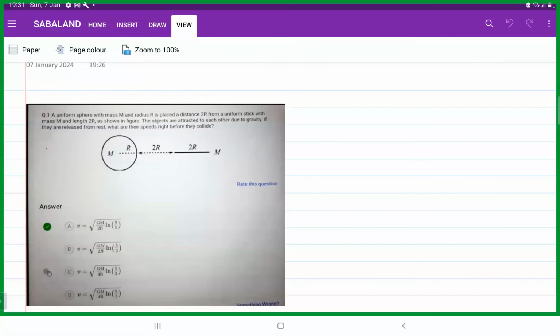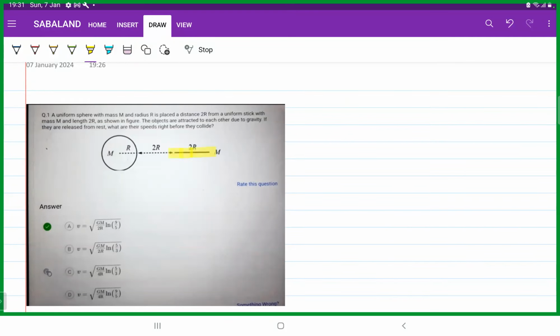A good question from the chapter of gravitation. What we have been asked to find is the speed of this rod. Both of these bodies have been released, and we have to find the speed with which they collide.